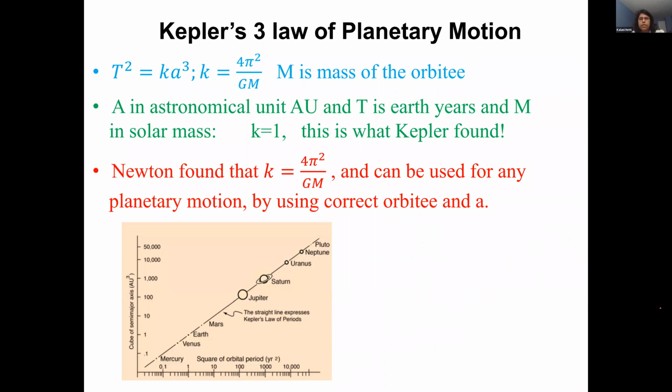Okay, so as I mentioned, k equals 1 as Kepler found because he used the astronomical unit for distance, time in Earth years, that is 365 days, and mass in solar masses. So that's why k equals 1. Other than that, k is not 1. Now here I am plotting a cubed as a function of T to the power 2. That will be just a linear plot.